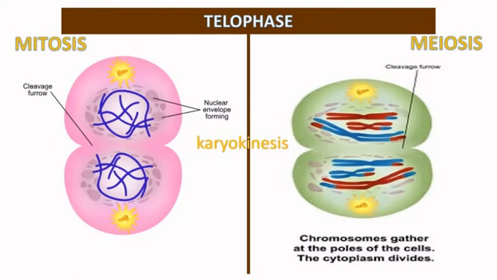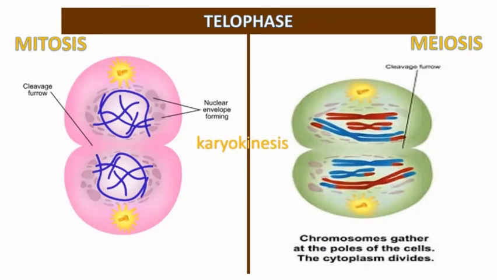In meiosis, cytokinesis must occur twice, once after telophase 1 and again after telophase 2. In mitosis, cytokinesis does not always occur. Some cells divide and are multinucleate, like muscle cells.